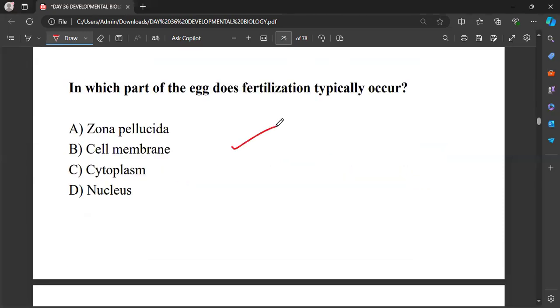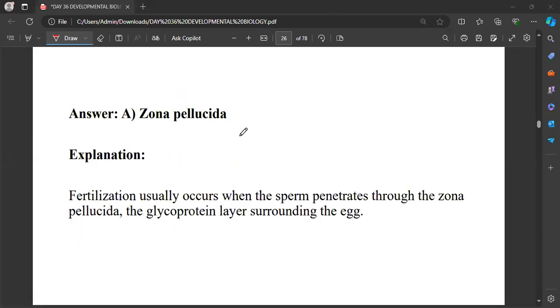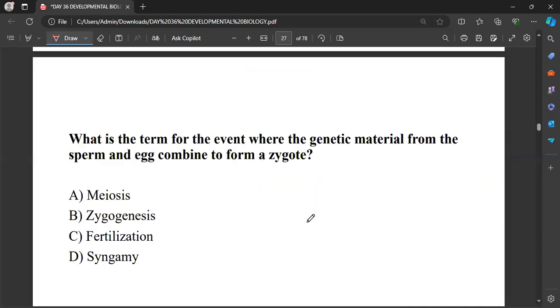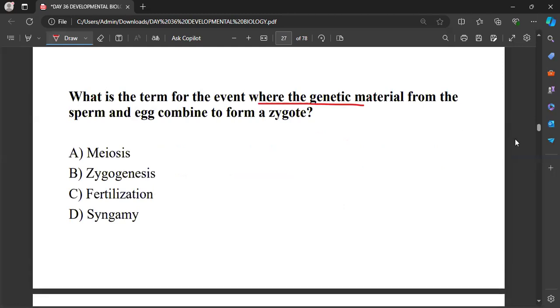In which part of the egg does fertilization typically occur? That will be the zona pellucida. We know this is the layer through which the sperm penetrates. What is the term for the event where the genetic material from the sperm and the egg combine to form a zygote? This is nothing but fusion, that's all.